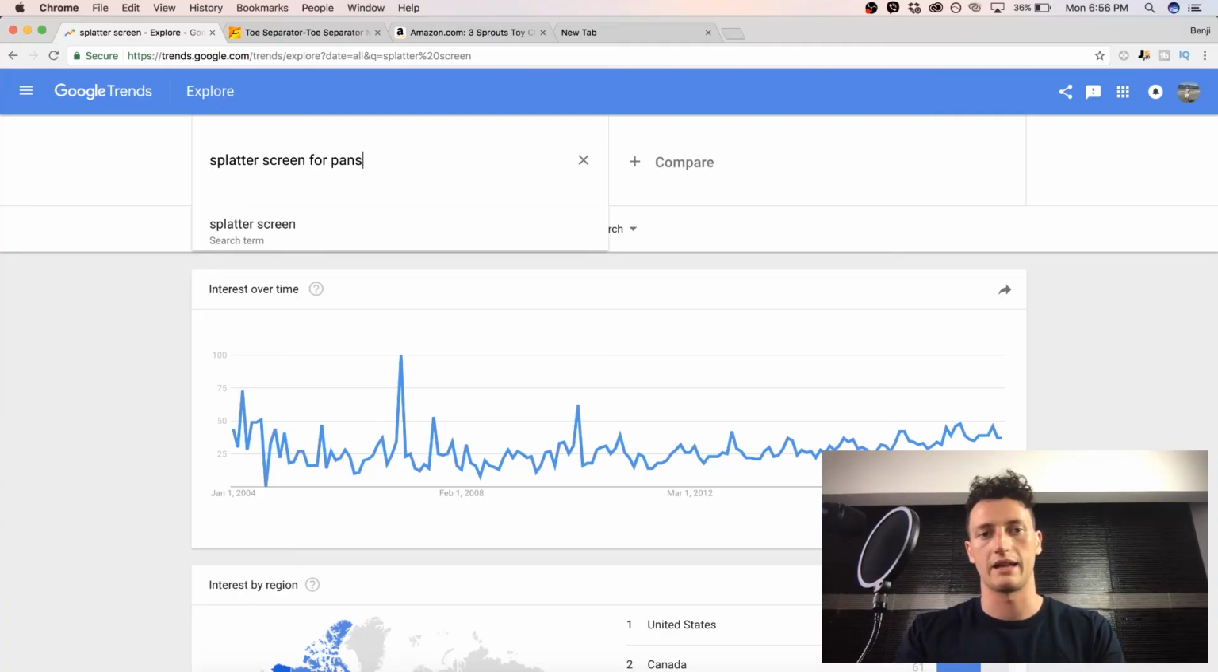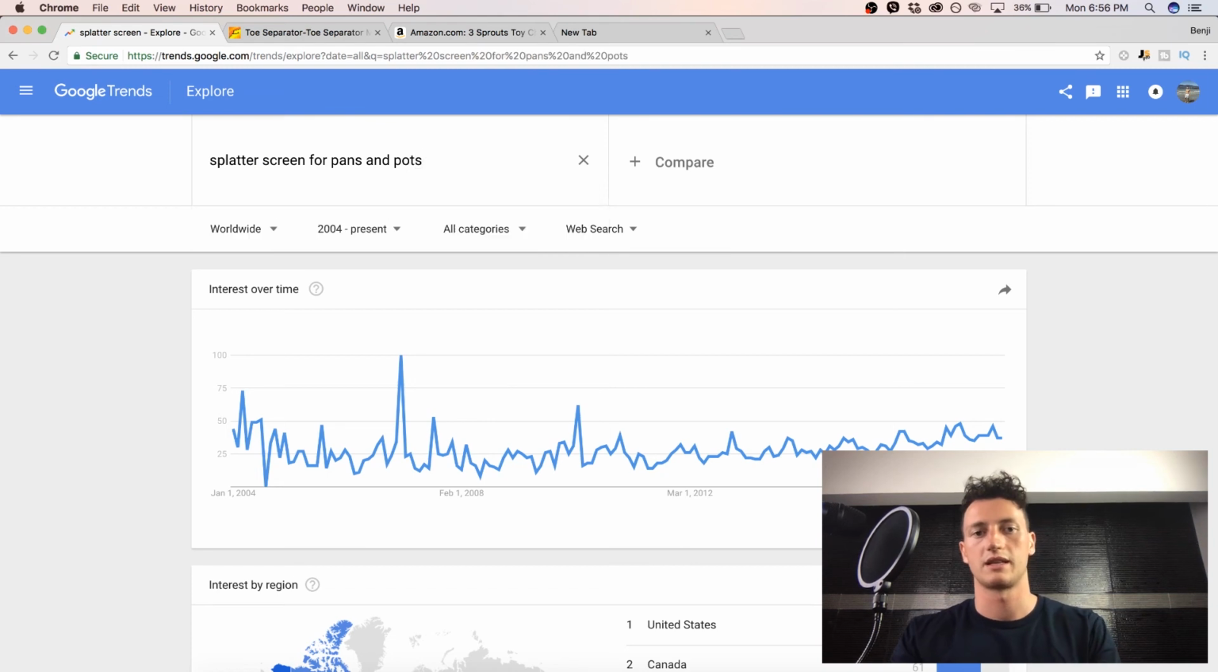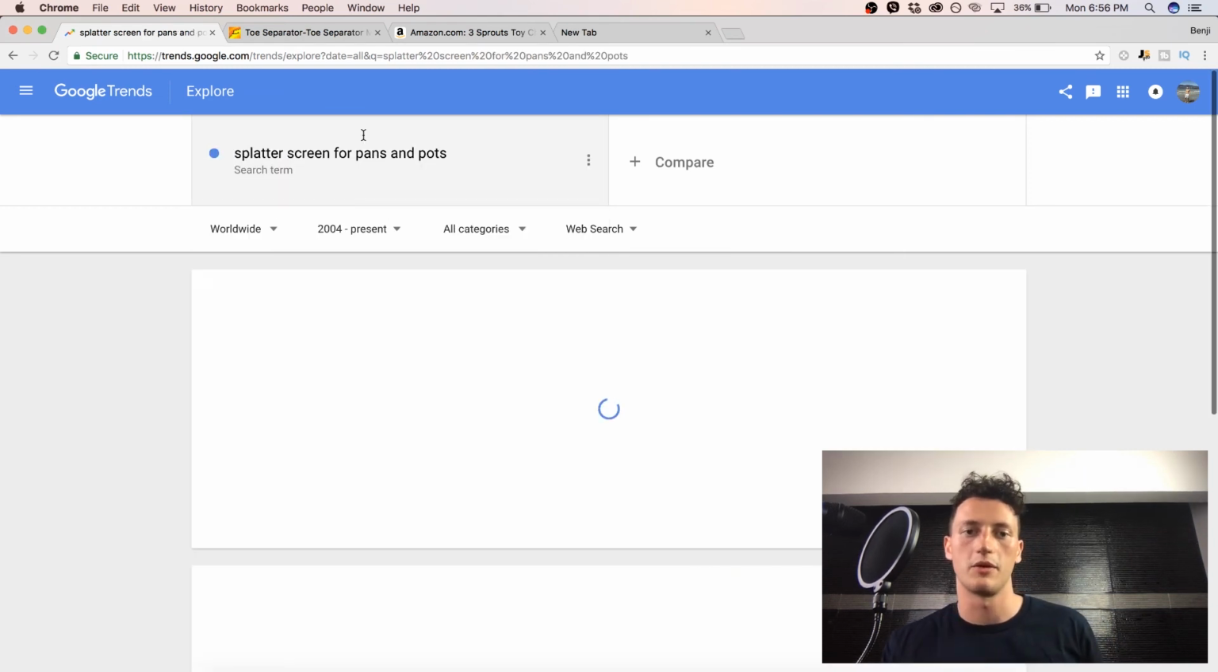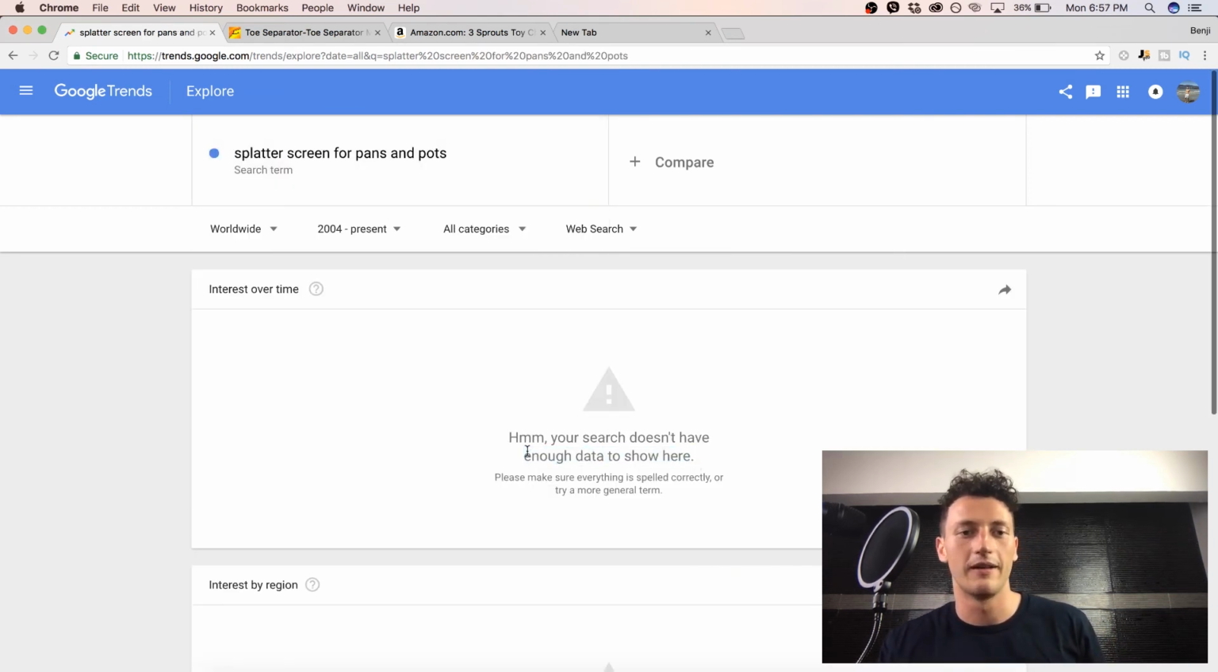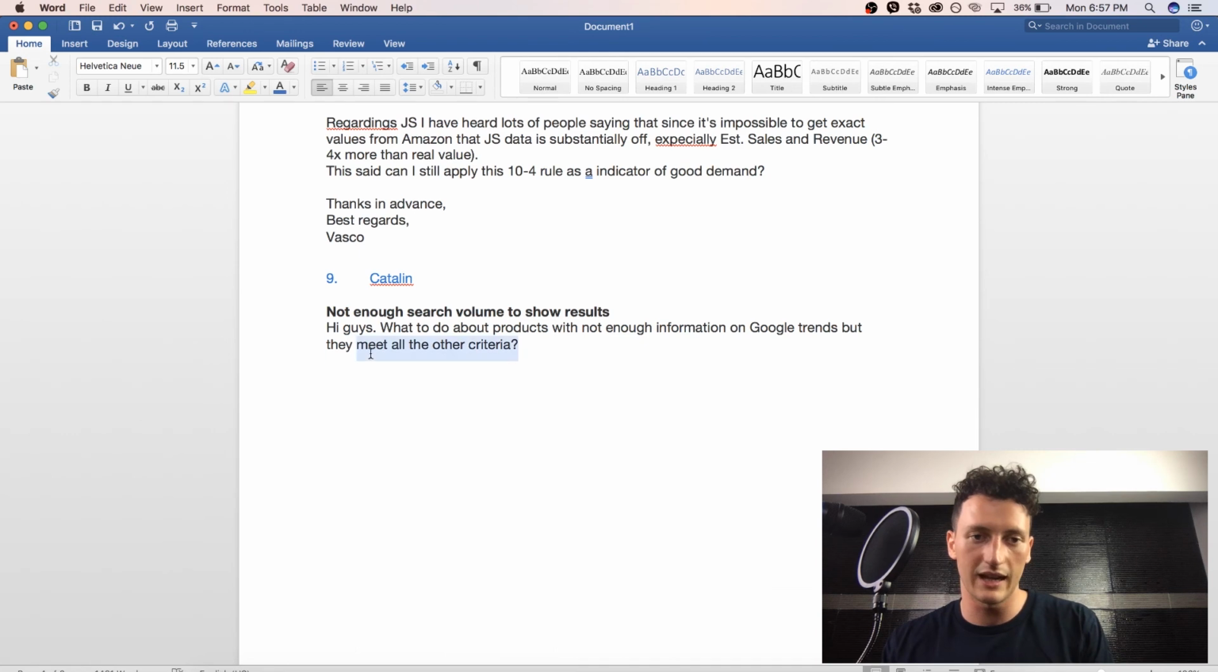So I wouldn't search, for example, splatter screen for pans and pots, because that's probably going to come up with nothing. So make sure you're using the most searched keywords for that. Maybe there's a synonym you're not seeing. But if it fulfills every other criteria in these 6 super special secret criteria, I'd say go ahead for sure.